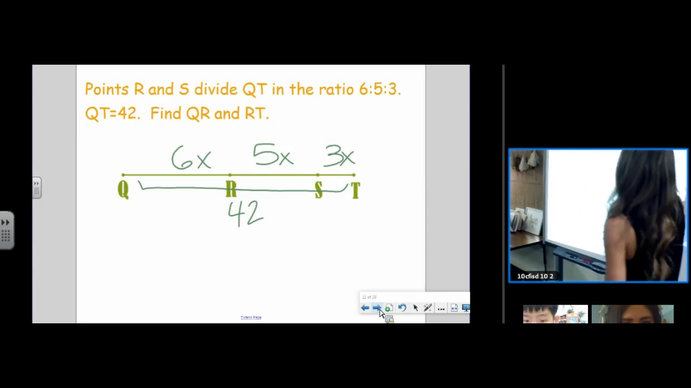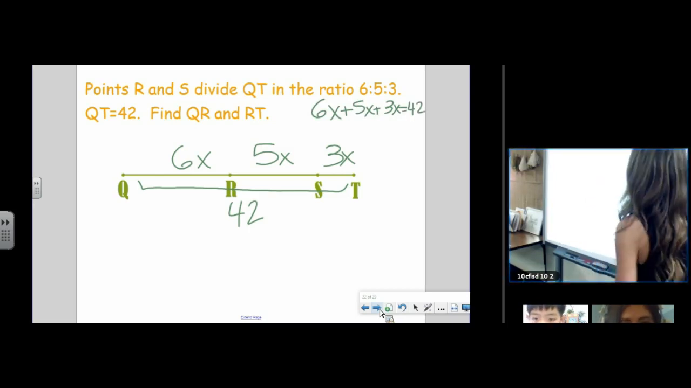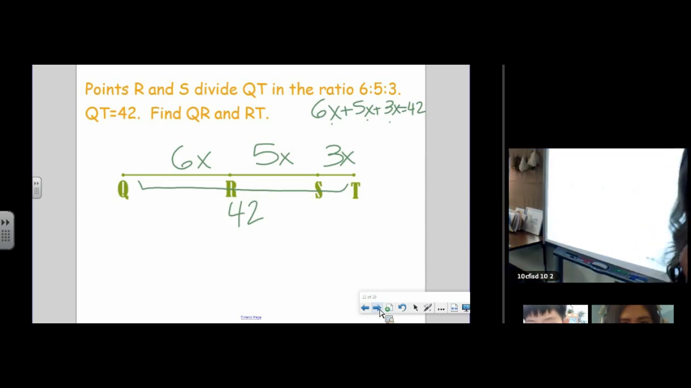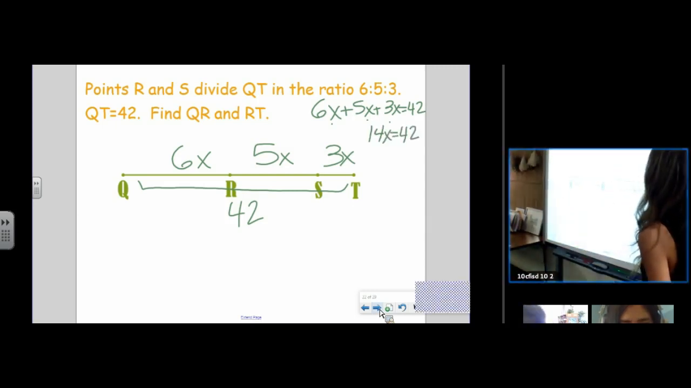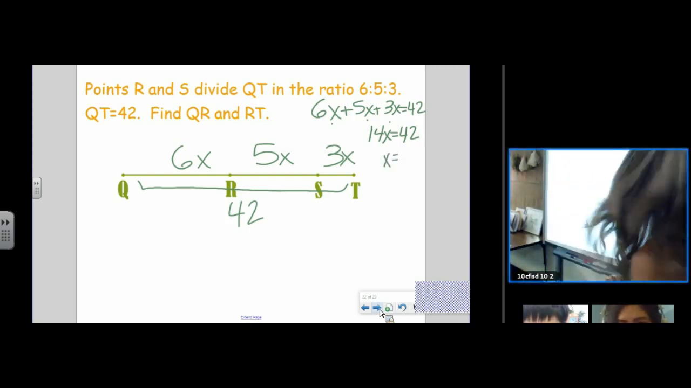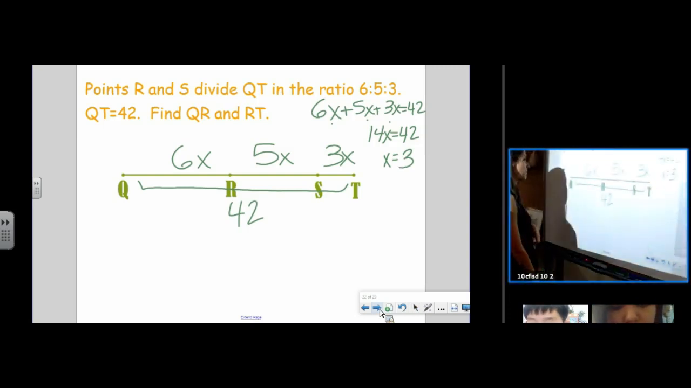So segment addition can involve 3 segments. It's not always 2 segments that you're adding together. It can be part plus part plus part equals whole. There's nothing that says we can't do that. So we combine like terms. 14x equals 42. What is x? Good. X is 3.